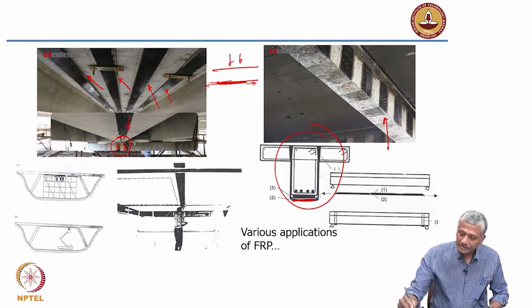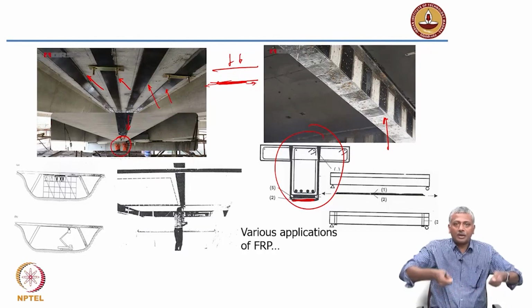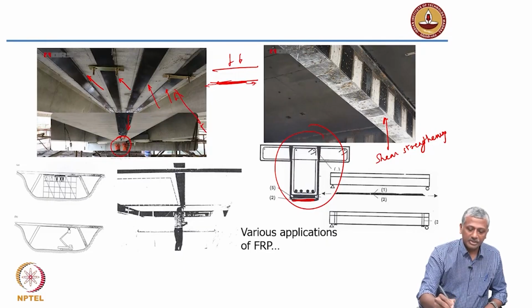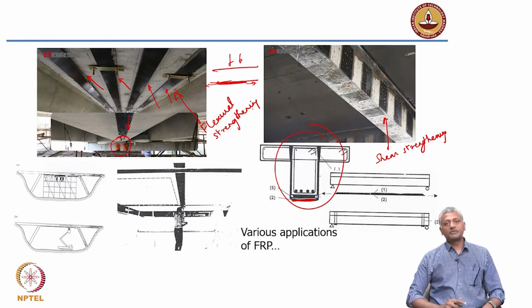Here the laminates are wrapped around in the other direction. This is for shear strengthening. This is for flexural strengthening, that means bending strengthening, and that is for shear strengthening. So there are various ways in which you can do this.